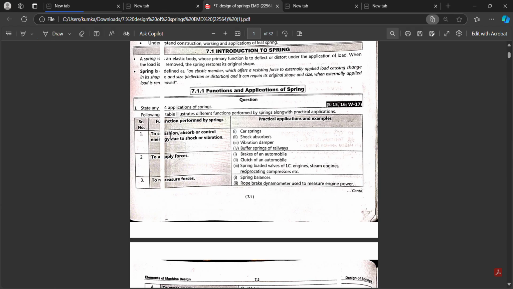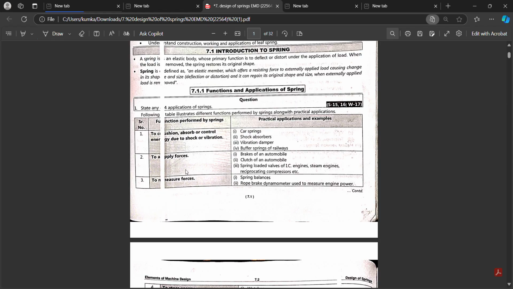It is used to absorb and control energy due to shock, as a shock absorber, and for vibration. This application of spring is used in car spring, shock absorber, vibration damper and buffer spring of railway.